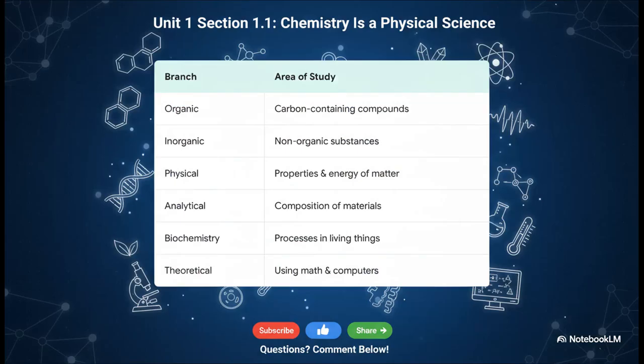Okay, here they are at a glance. You've got organic chemistry, which is all about carbon, then inorganic, which is pretty much everything else. Physical chemistry looks at how matter and energy relate. Analytical chemistry figures out what's in stuff. Biochemistry is the chemistry of life itself. And theoretical chemistry uses computers to predict what's going to happen. Let's dig a little deeper into each one.